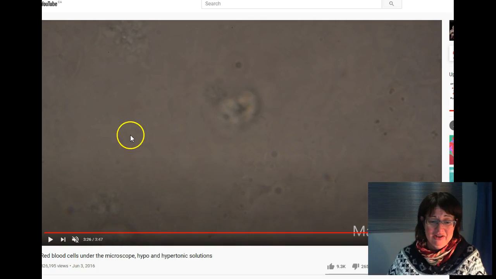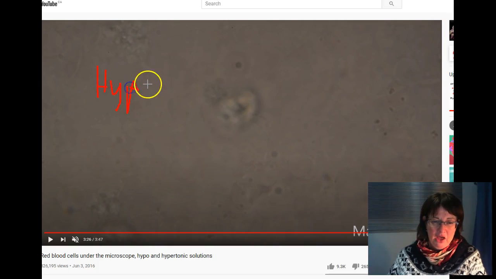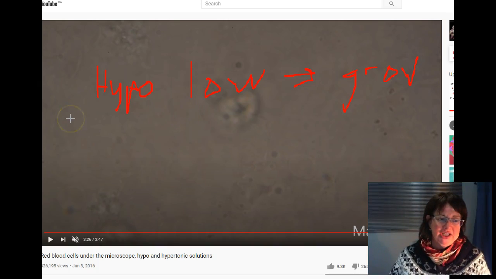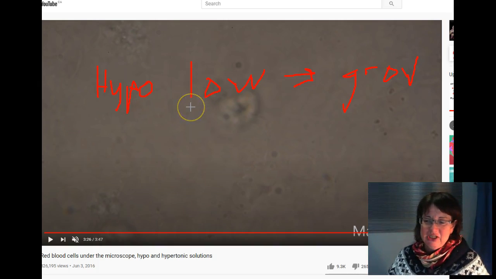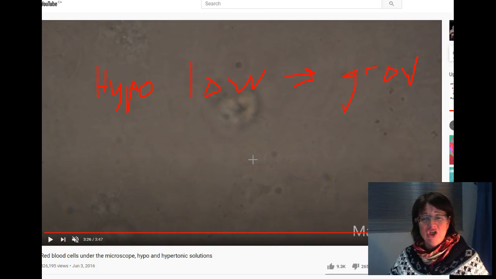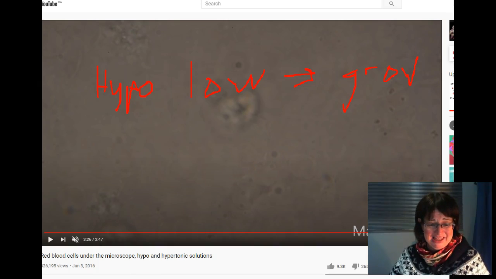So a reminder here that the way I remember it is in hypo, your concentration of non-water particles is low, and that results in your cells to grow. Now, cells don't really grow, they just enlarge and overinflate, but enlarge doesn't rhyme, okay? So hypotonic solution is a solution where you have a low concentration of non-water particles or solute, and it will cause it to grow.